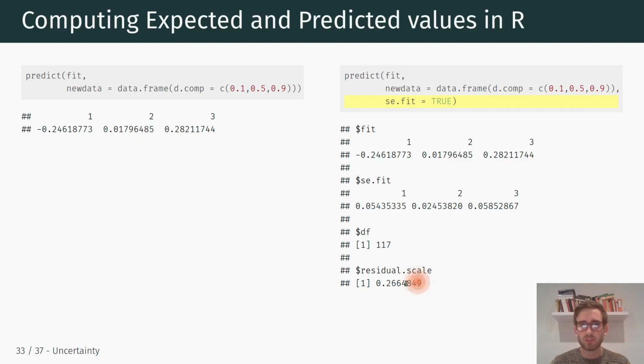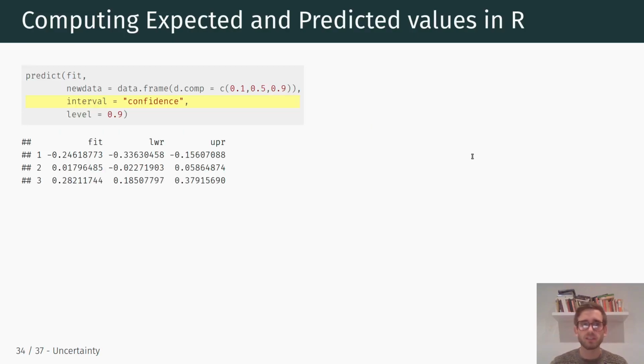But we also have the residual scale, which basically takes into account the variance of the error term. Based on this standard error and this residual scale, we can then compute the standard error for our expected value and for the predicted value around that point estimate. Luckily, we don't have to do that manually. We can do this directly using the predict function.